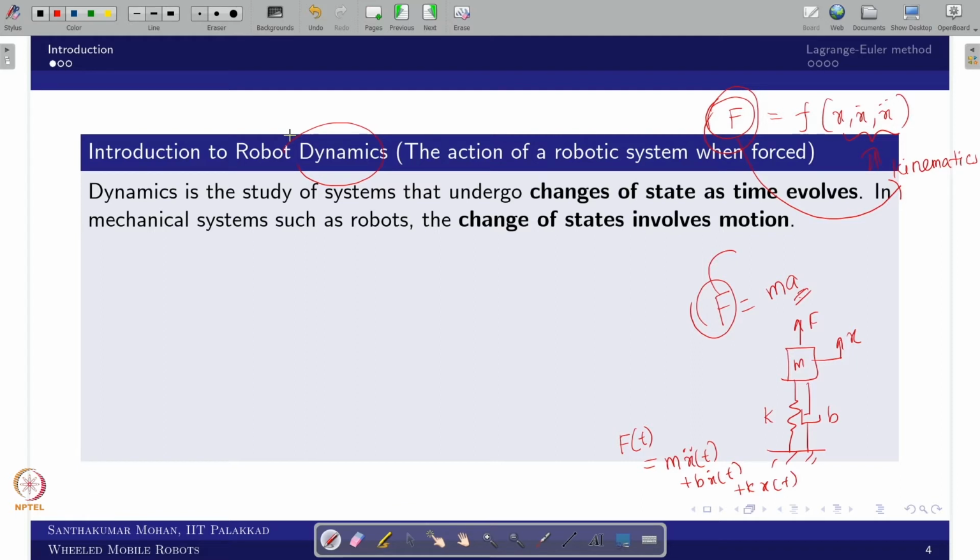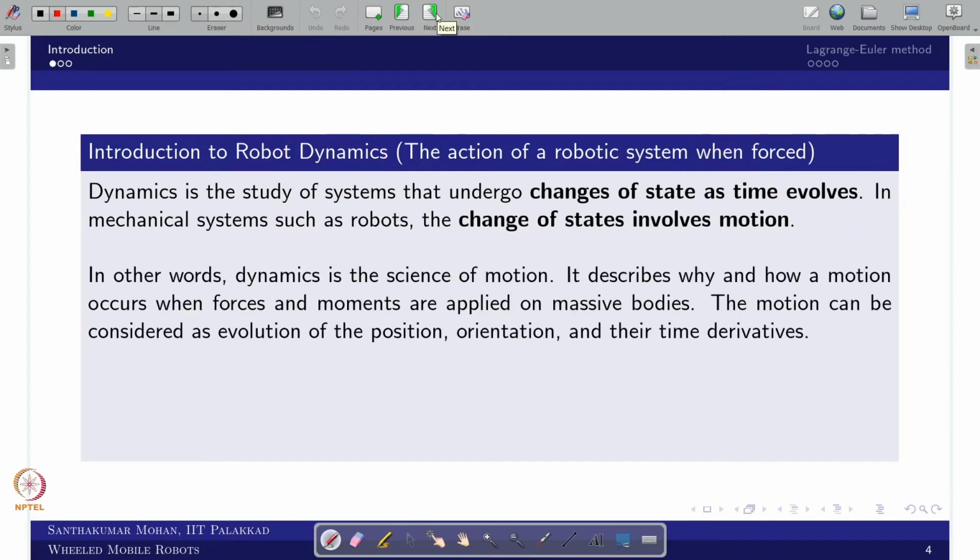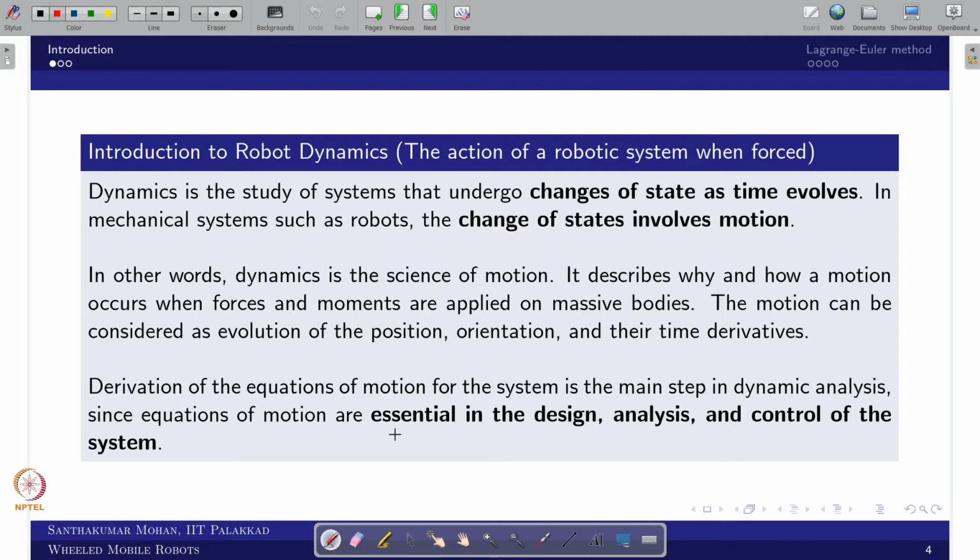So in the sense of what you are trying to see, the system will definitely change state as time evolves. In mechanical systems such as robotics, that change of state involves motion, with respect to the change of inputs. That is what we are trying to see. In that sense, this is also one kind of science.